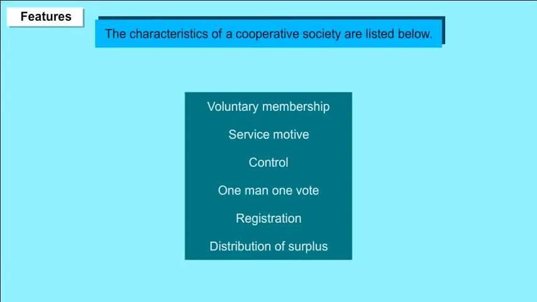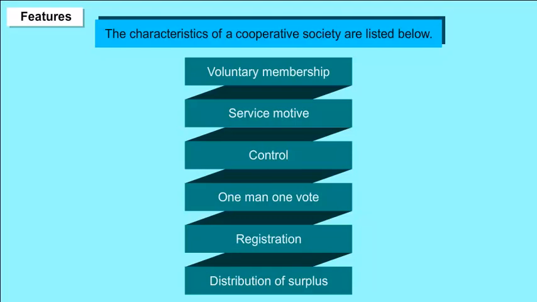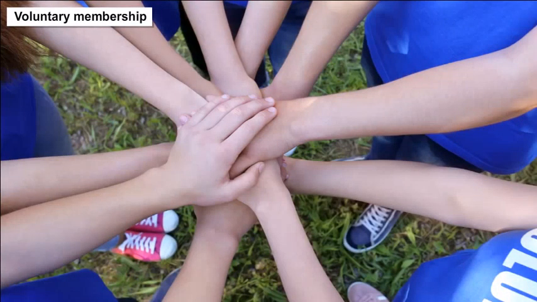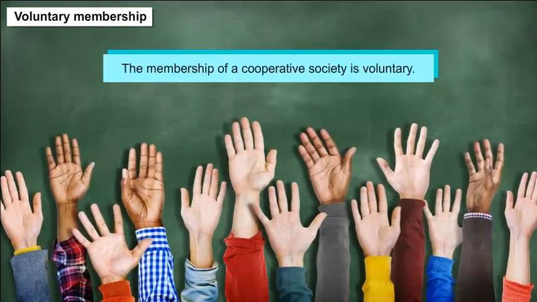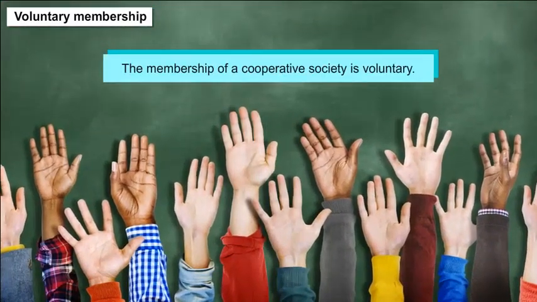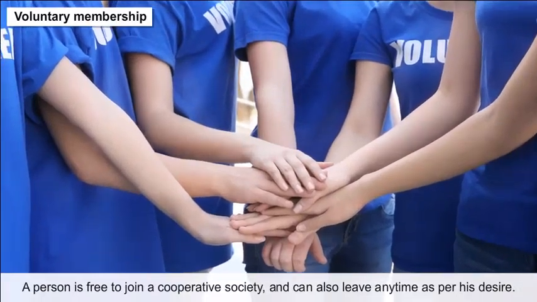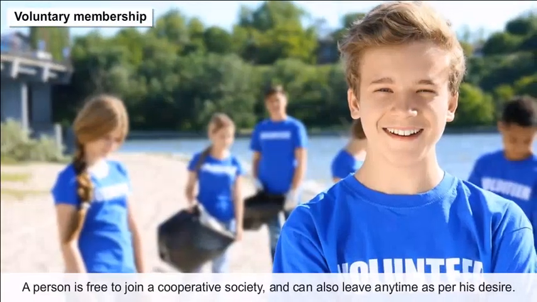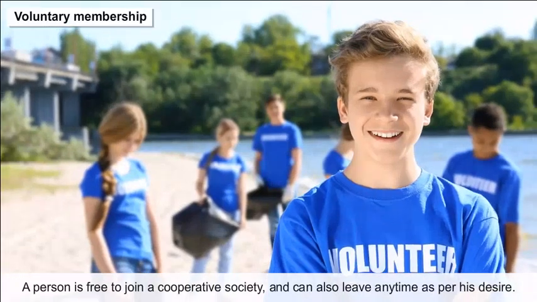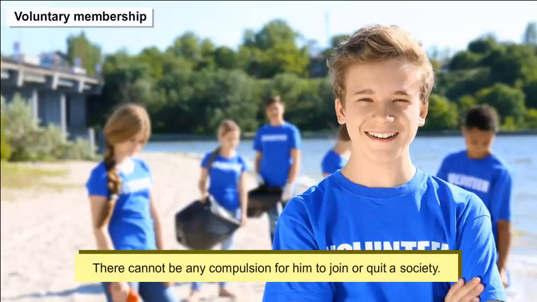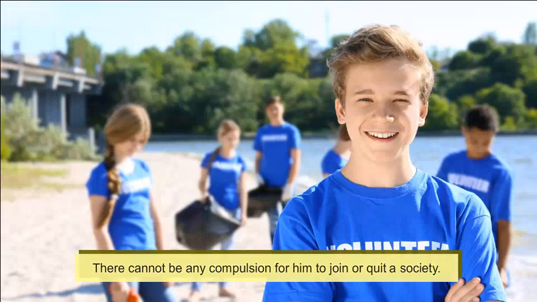Features. The characteristics of a cooperative society are listed below. Voluntary membership. The membership of a cooperative society is voluntary. A person is free to join a cooperative society and can also leave anytime as per his desire. There cannot be any compulsion for him to join or quit a society.